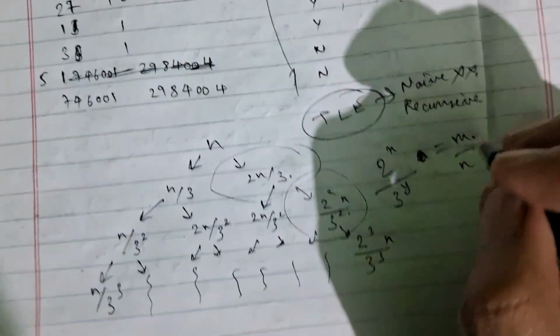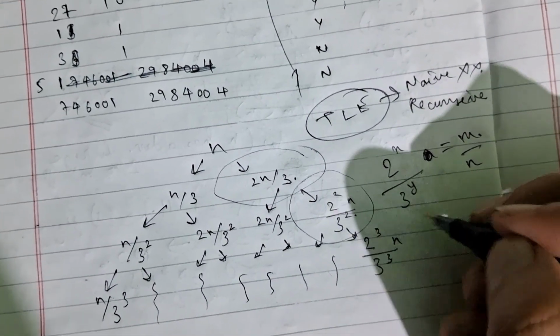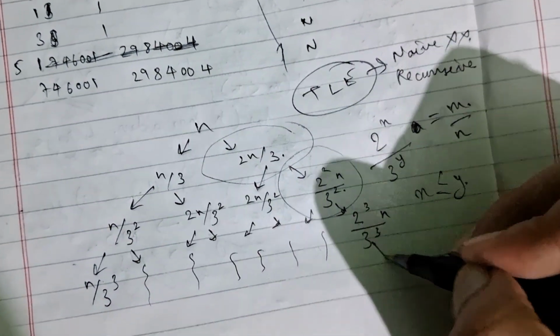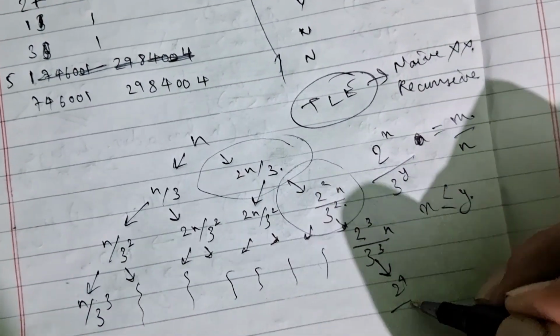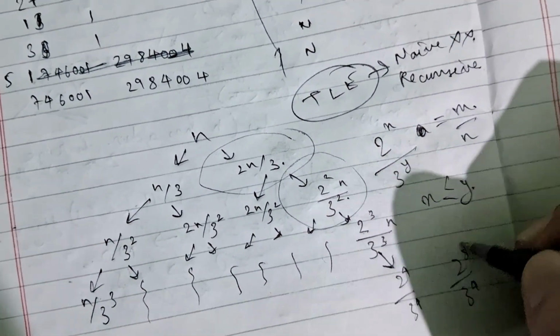Remember one thing: x is always less than or equal to y in any case, because if it goes on further dividing, it becomes 2 to the power 4 by 3 to the power 4. It never becomes 2 to the power 5 by 3 to the power 4, something like that.